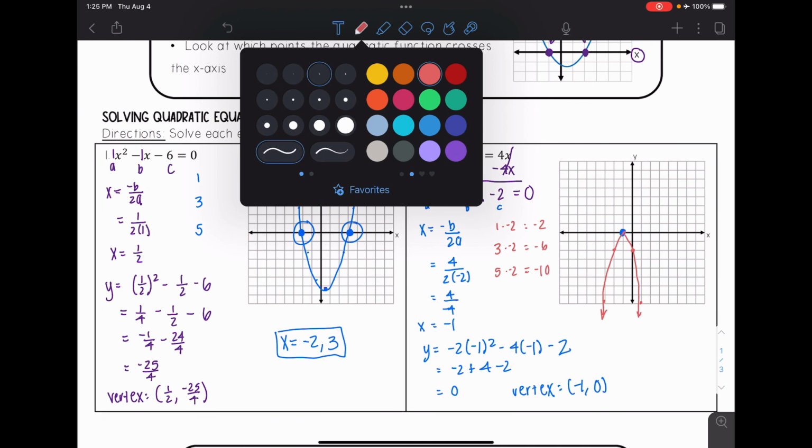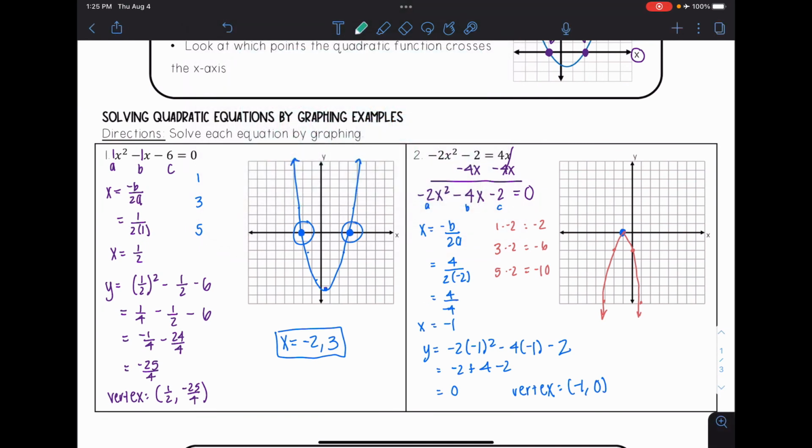Here I want to find the solution, and I know my solution is my x-intercept. So my x-intercept is actually going to be my vertex. So this time I only get one solution because this graph only crosses the x-axis at one spot, and that's at x equals negative 1.